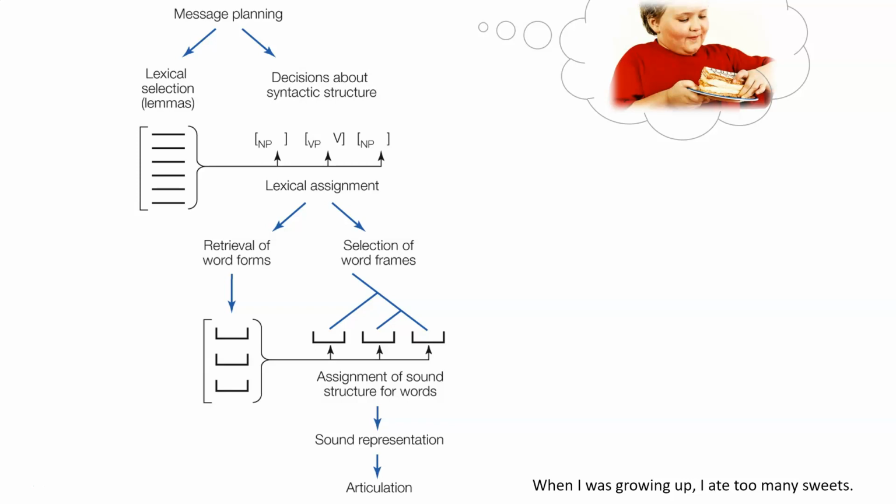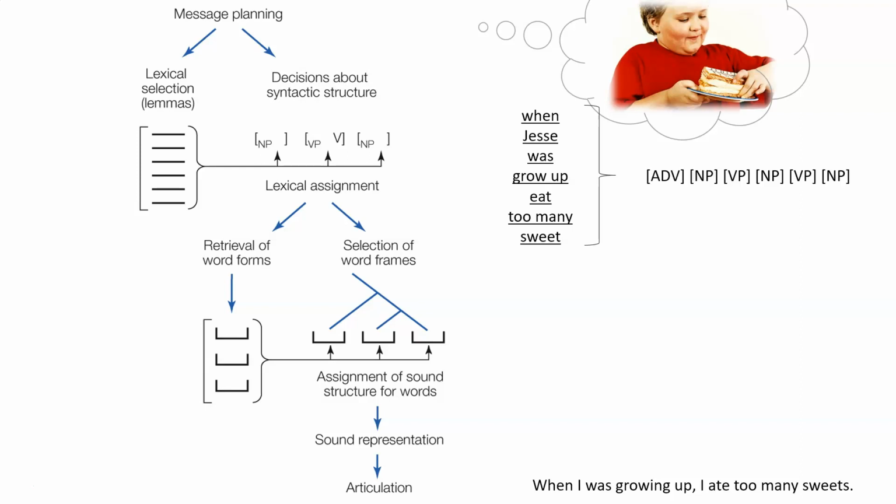That's the most basic form of the words. So in order to construct that sentence, I'm choosing when, Jesse, was, grow up, eat, too many, sweet. Those are the lemmas. Those are the most basic present tense forms of each of the words that I'm hoping to eventually employ. Now I take those and I kind of fit them into the skeleton structure of a sentence. So I'm going to start with kind of like an adverb and then a noun phrase, a verb phrase. So that's like when I was growing up, and then another noun phrase. The verb phrase is ate, and then the noun phrase is too many sweets.